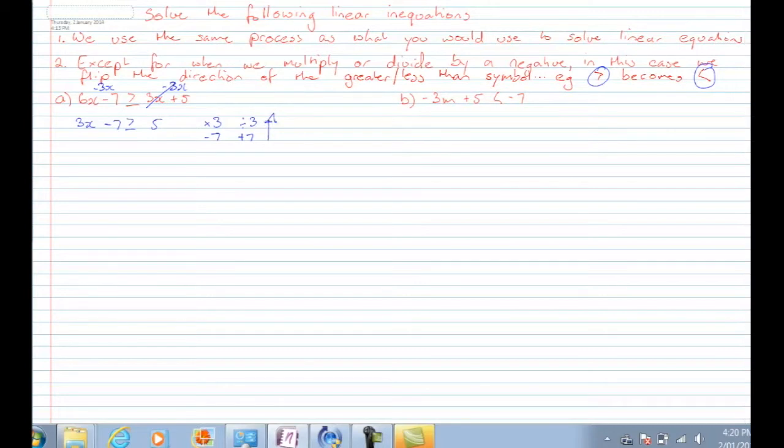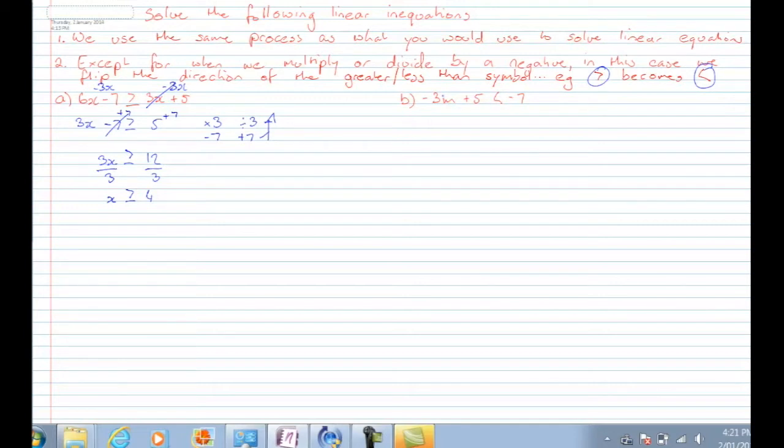Magic arrow time. So add 7, negative 7 and the 7 will cancel out, leaving us with 3x is greater than or equal to 12. Okay, tick that off to say it's done. Then divide by 3, x therefore is greater than or equal to 4. Noting that because it's a positive 3, we do not flip the direction of the sign.